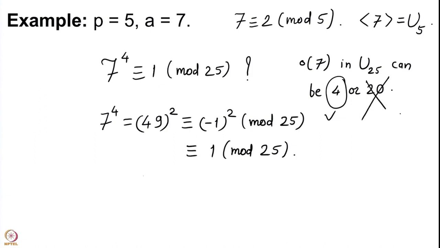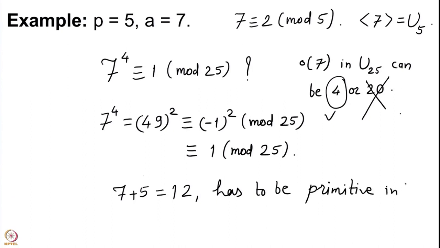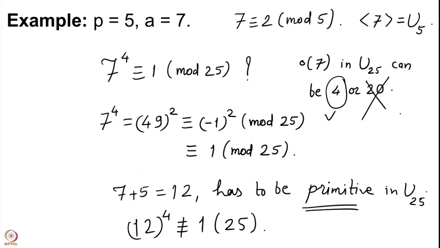And then by the method of proof, we would look at 7 plus 5, which is 12. This has to be a primitive element in U25. This is something that you should check. So, what you should check is that 12 power 4 is not congruent to 1 modulo 25. Once you check this, then this will be proved. So, this is a very simple example which tells how we can compute the primitive roots.